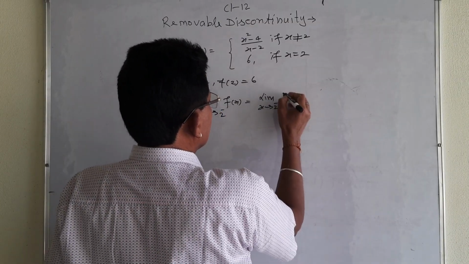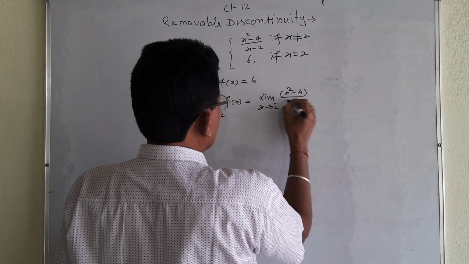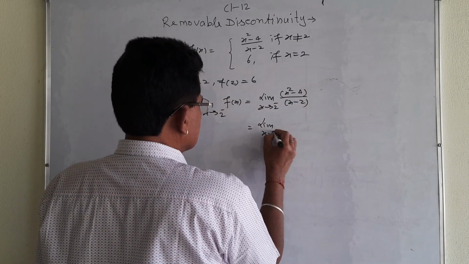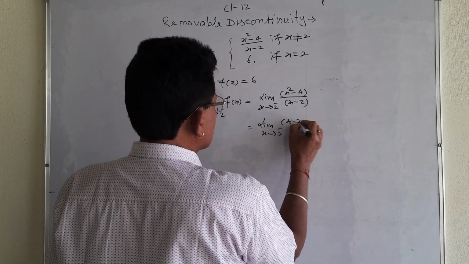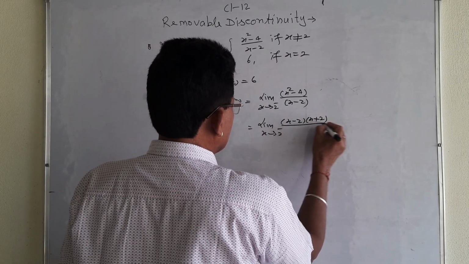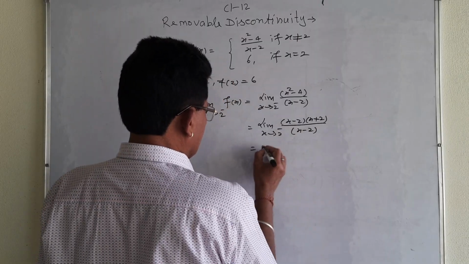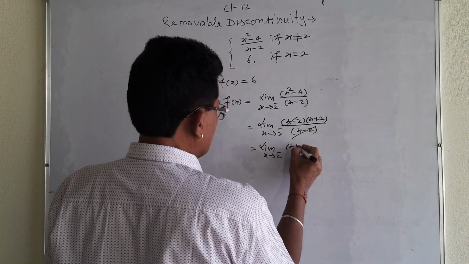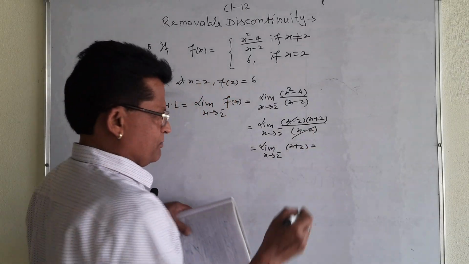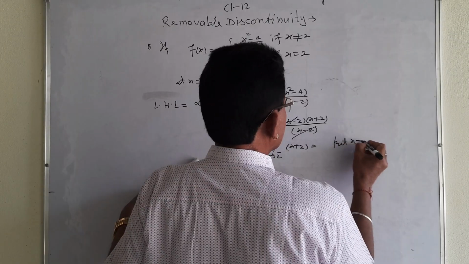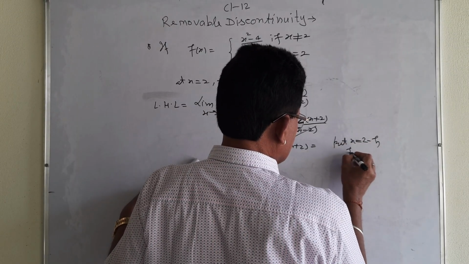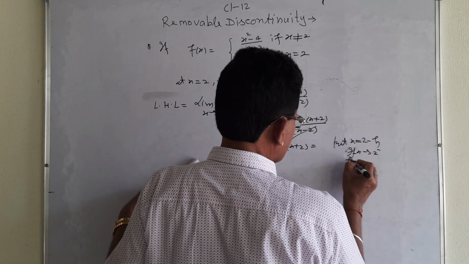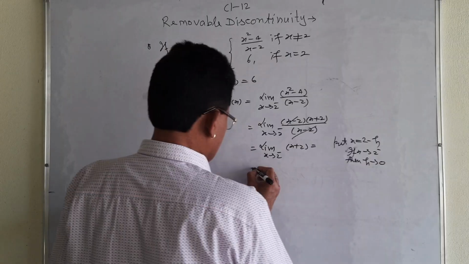Then the function is (x² − 4)/(x − 2), my dear student. It will be equal to limit x tends to 2 of (x − 2)(x + 2)/(x − 2), by applying the identity. You check it. Limit x tends to 2, left limit, it cancels, leaving x + 2. My dear student, let me put x = 2 − h. If x tends to 2, then h tends to 0.